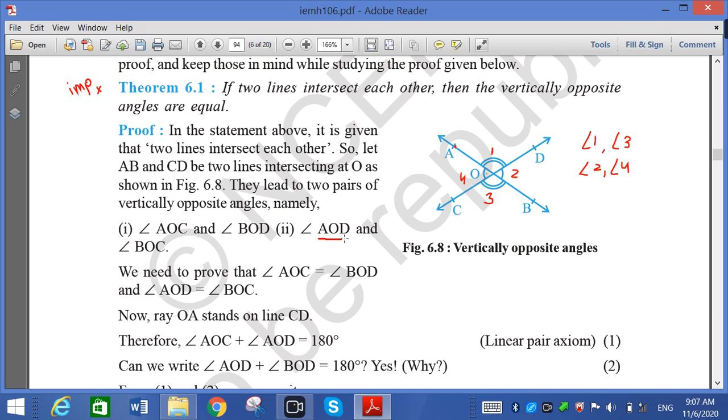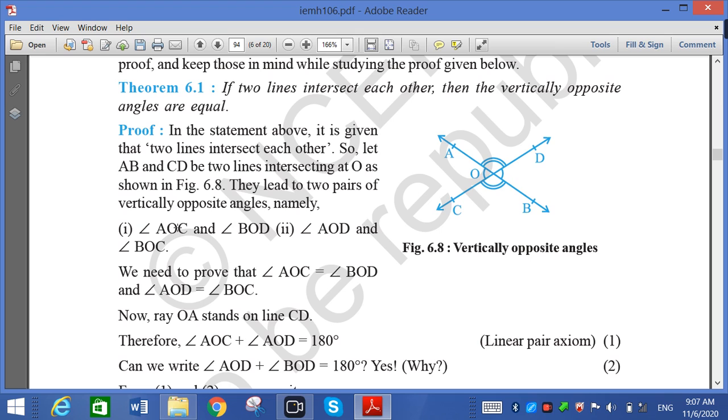Now angle number 1 is AOD. Angle number 3 is BOC. That is the second pair. Now angle 2 is DOB, so here BOD, and AOC. So we can say two pairs of vertical opposite angles are there.